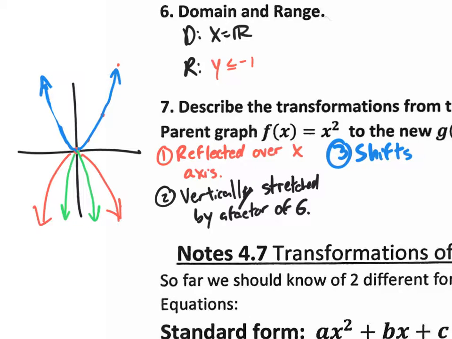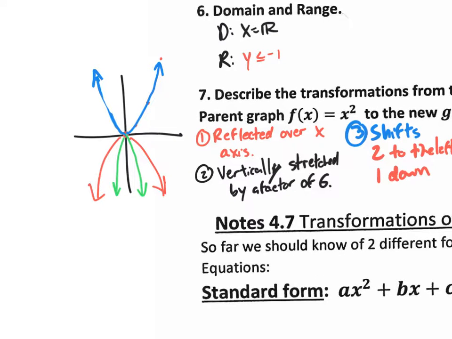So based off of that vertex, -2, -1, you're going to shift it 2 to the left and 1 down. So that's a complete description from your original parent graph in blue to the final yellow narrow graph that is shifted 2 to the left and 1 down.